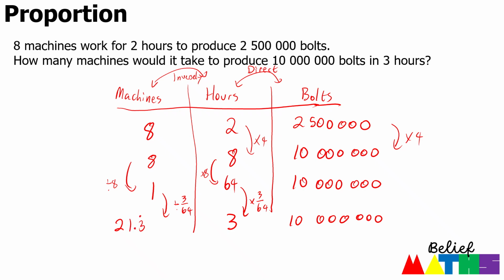Now that doesn't make any sense. We can't have 0.3 of a machine. So actually, if we want to have it done in 3 hours or less, that means we're going to need 22 machines. Often that will end up as a nice answer, but because we need 21.3 machines and we want it done in 3 hours, we need an extra machine, because if we go 21, it'll take longer than 3 hours. So think logically about that rounding, which occurs sometimes in your questions.